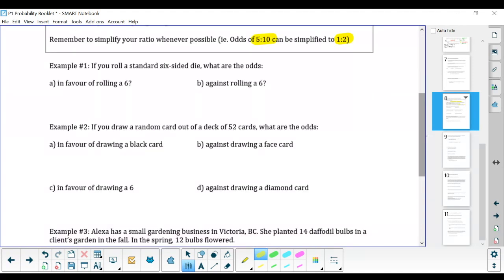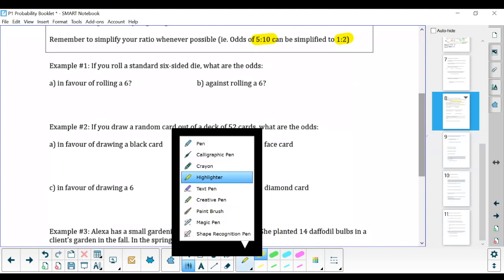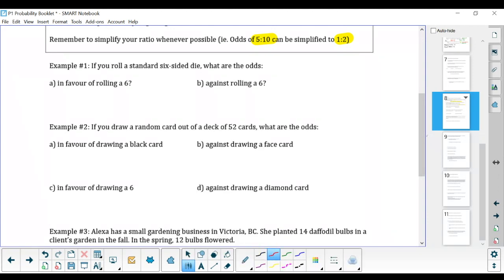For example, we can turn odds of 5 to 10 into odds of 1 to 2. In the first example here, if we roll a standard 6-sided die, what are the odds in favor of rolling a 6? If we think about how many 6s are on a 6-sided die, there is only 1. We are going to compare that to the 5 situations where we don't roll a 6. Now, for the odds against rolling a 6, we want to think, how many possibilities are there where we don't roll a 6? Well, we could roll a 1, 2, 3, 4, or a 5. So there are 5 possibilities against rolling a 6, compared to the 1 possibility of rolling a 6.